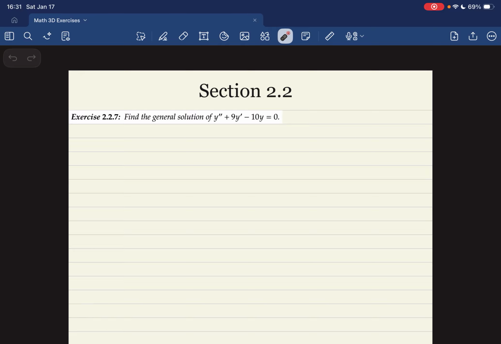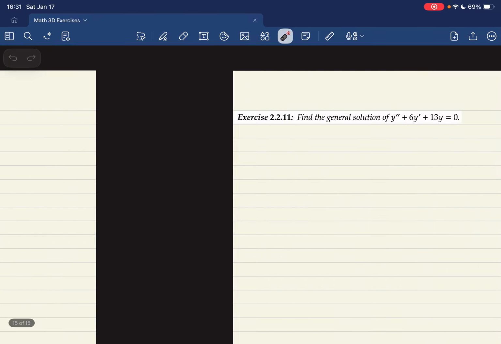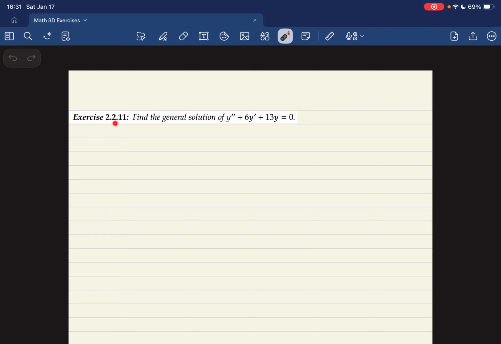The 3 exercises are all constant coefficient second order linear ODEs. The 3 that we're going to solve today are y'' + 9y' - 10y = 0, which is exercise 2.2.7. We're also doing 2.2.8, which gives us y'' - 8y' + 16y = 0, subject to these initial conditions. And finally, we have exercise 2.2.11, which asks for the general solution of y'' + 6y' + 13y = 0.